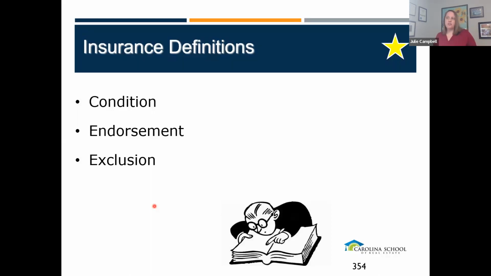And an exclusion is a loss due to a specific event. So an exclusion is loss due to maybe acts of war or terrorism. Most policies do not include loss due to acts of war or terrorism. It's excluded.